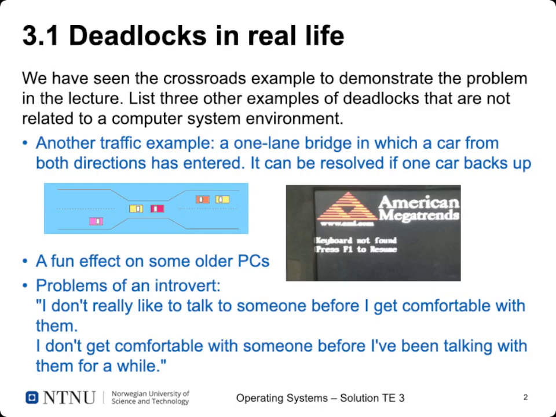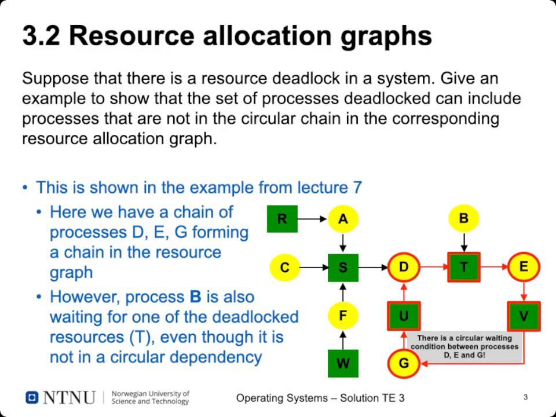So a problem of an introverted person. Like, I don't really like to talk to people before I get comfortable with them, but I don't get comfortable with a person before I've been talking with them for a while. So essentially, here, these two conditions exclude each other. So we could also see it's a deadlock. But of course, in real life, the definition of a deadlock is a bit more imprecise than what we use in computer science, obviously. So let's continue with computer science examples.